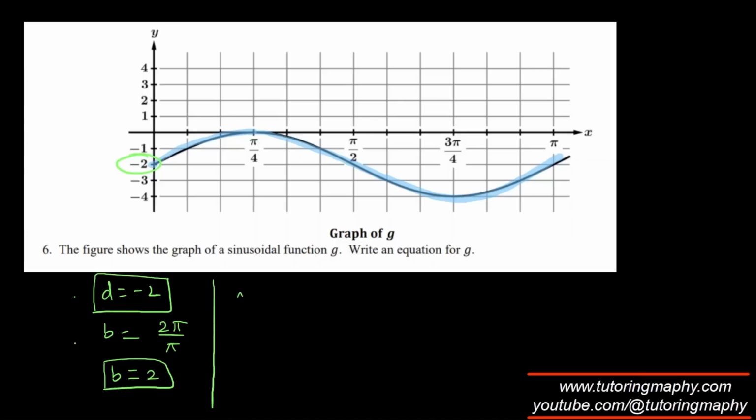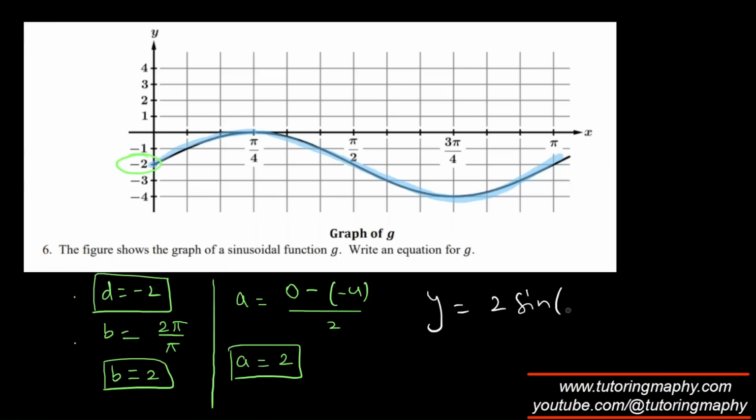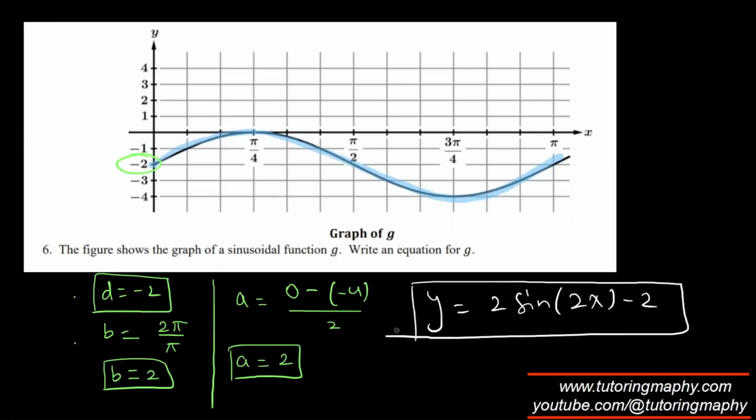What is the value of a? We already agreed that it's positive. So that's going to be maximum, which is 0, minus minimum, which is negative 4, over 2. So the value of a is 2. So the answer is going to be y is equal to 2 sine 2x minus 2. That is the final answer.